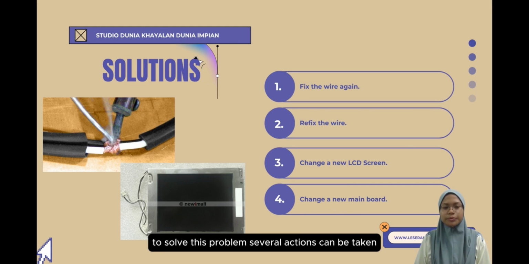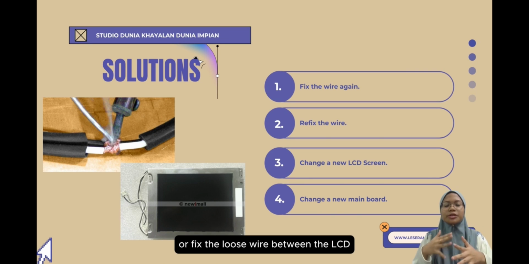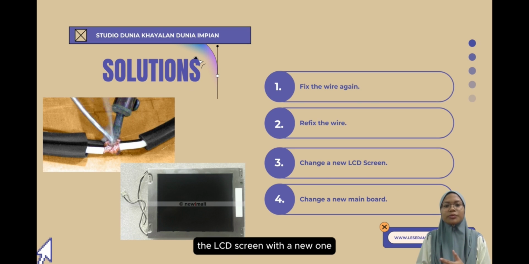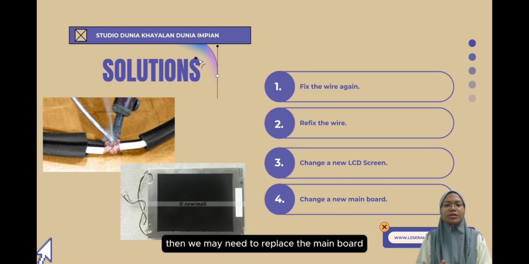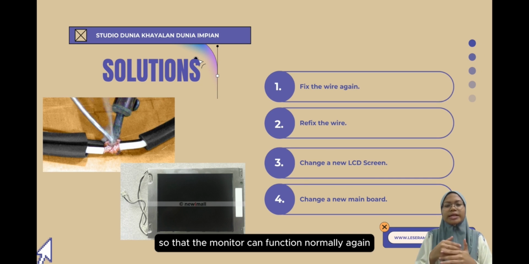To solve this problem, several actions can be taken. Firstly, we can reconnect or fix the loose wire between the LCD and the mainboard. If the issue continues, the next step is to replace the LCD screen with a new one. And finally, if the screen and cable are both fine, then we may need to replace the mainboard. These steps can help restore the display so that the monitor can function normally again.